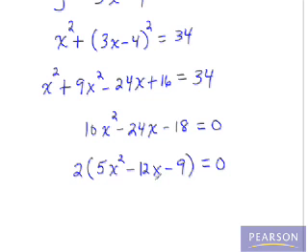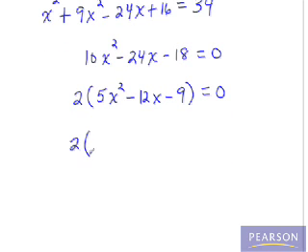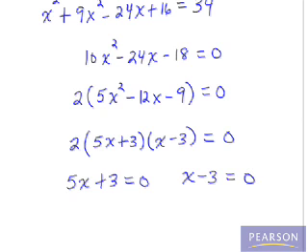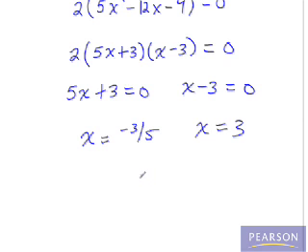And now that trinomial can be factored further. We have the quantities 5x plus 3 and x minus 3, and we'll set each factor equal to 0 other than 2. So we have 5x plus 3 equals 0, or x minus 3 equals 0. And now we'll get our two x coordinates. First equation, we'll subtract 3 and divide by 5, giving us negative 3/5, and also x equals 3. So we have our x coordinates.